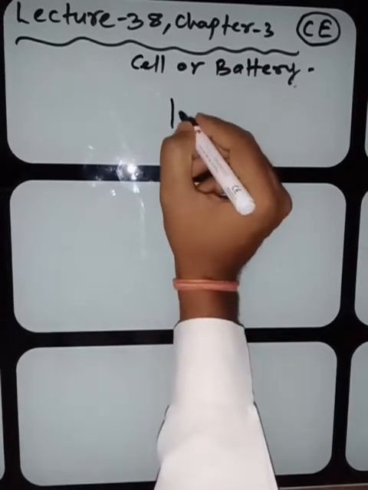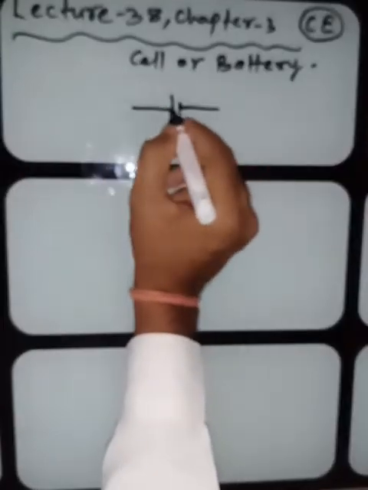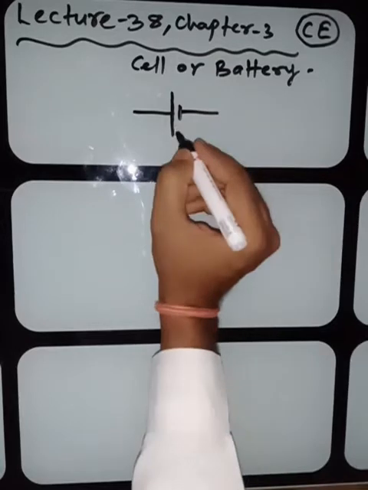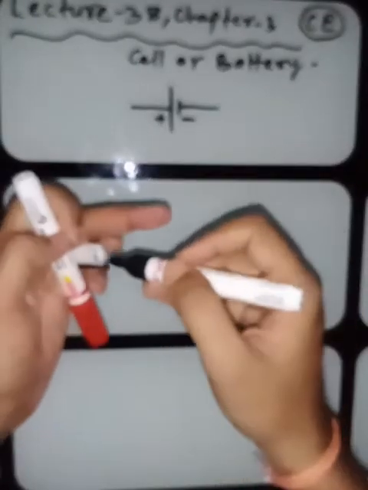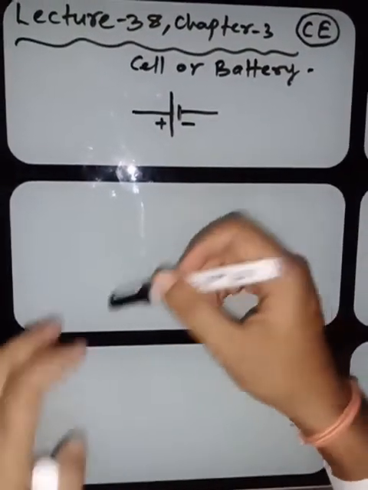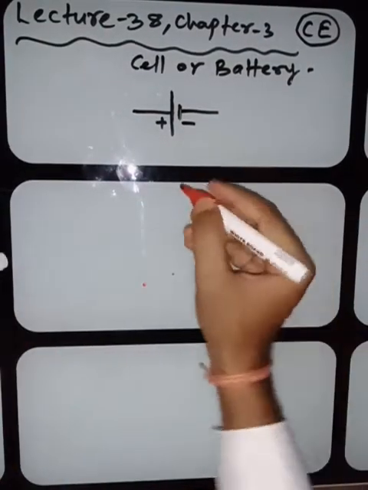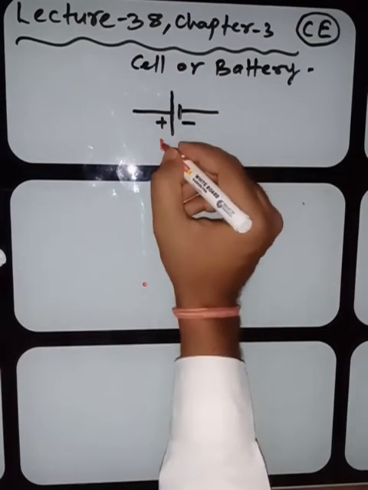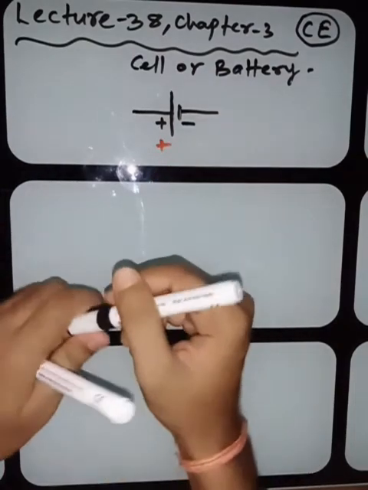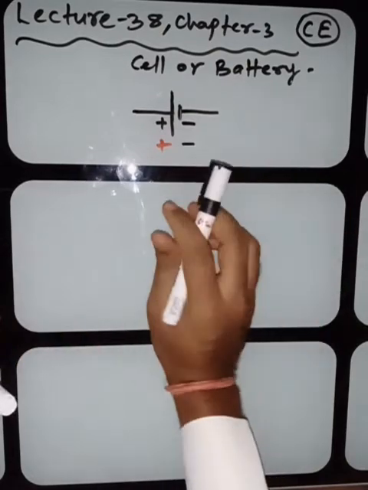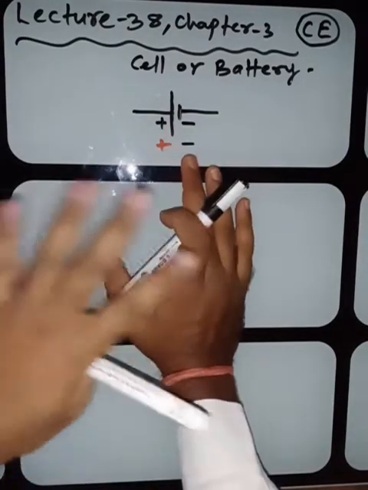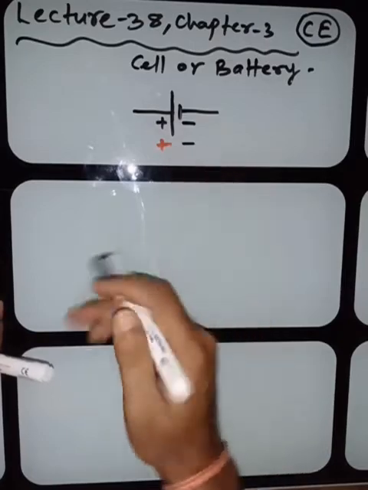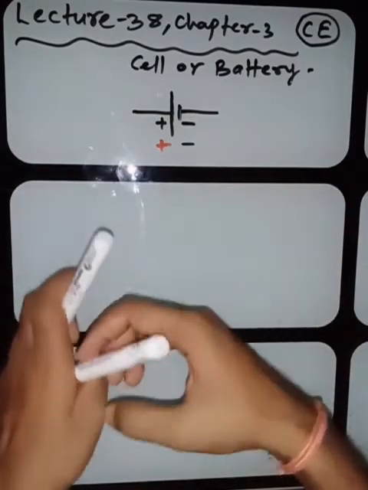This is the symbol you use to draw a cell, my dear students. The big terminal and the small terminal. The big terminal represents the positive terminal and the small one is the negative terminal. Practically, in a cell the positive is represented by red and the negative by black. In your household circuit the connecting wire is of two colors. If it is black and red, then the black one is neutral, that is the negative, and the red one is the positive. So that is the cell.